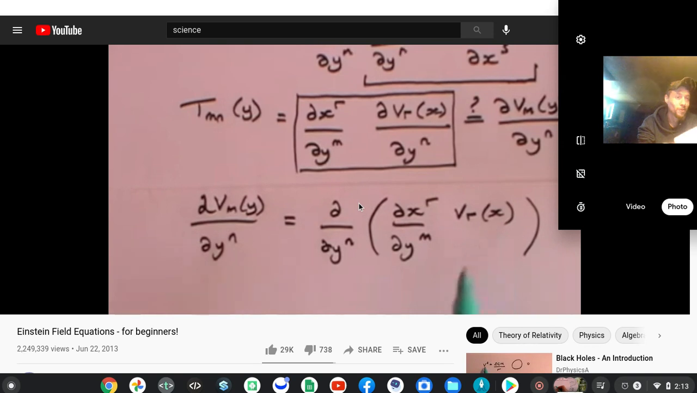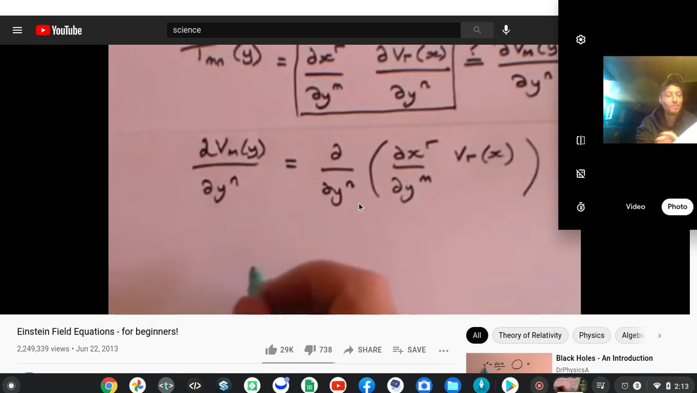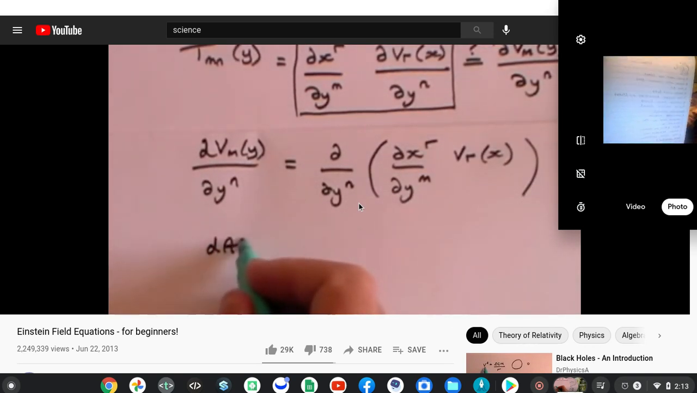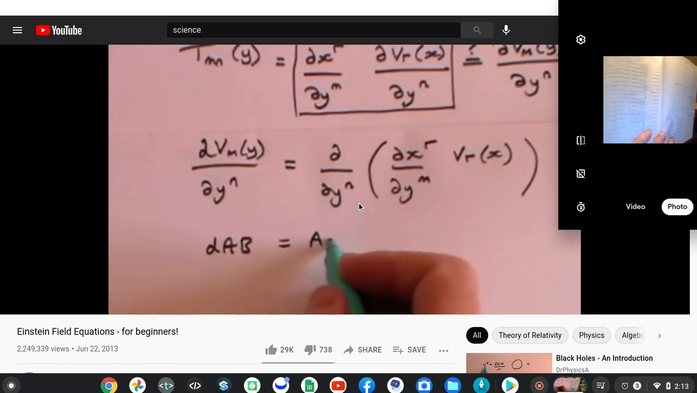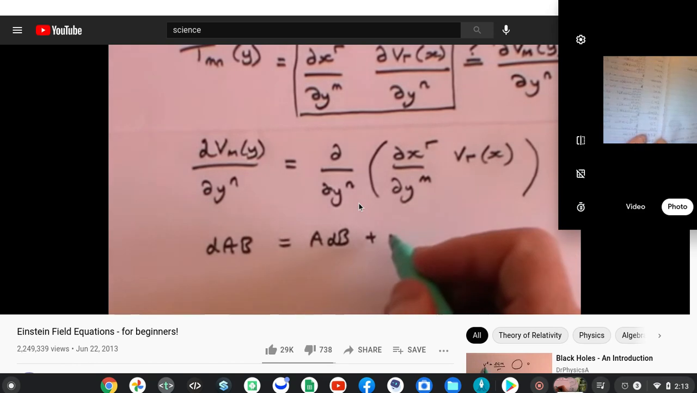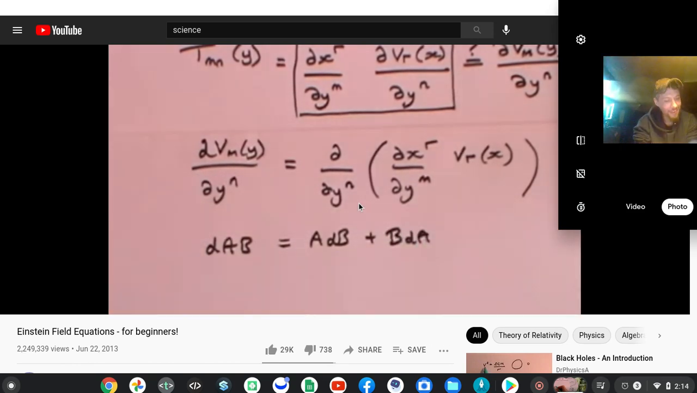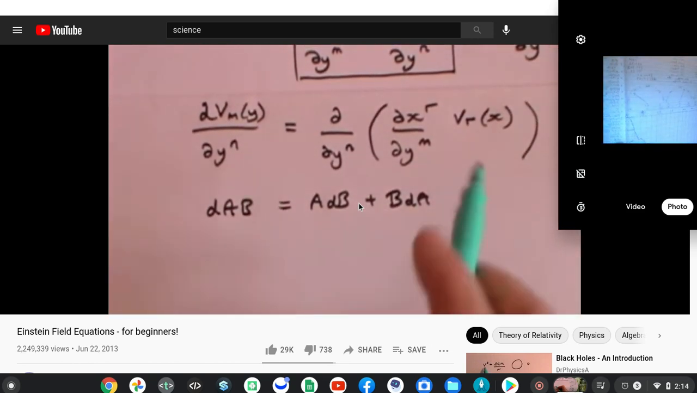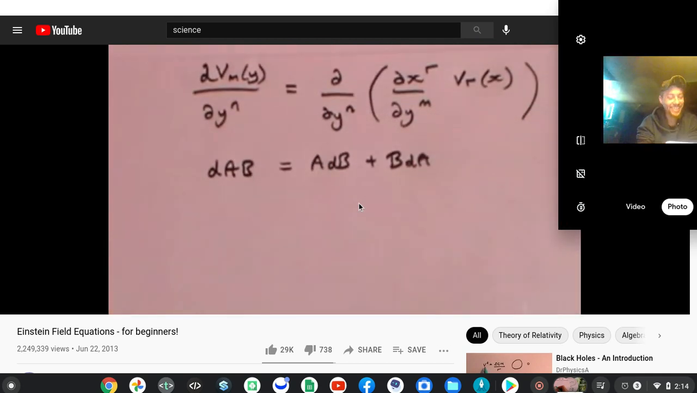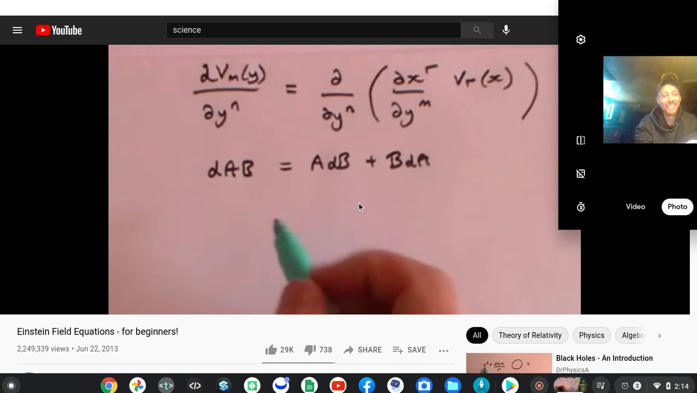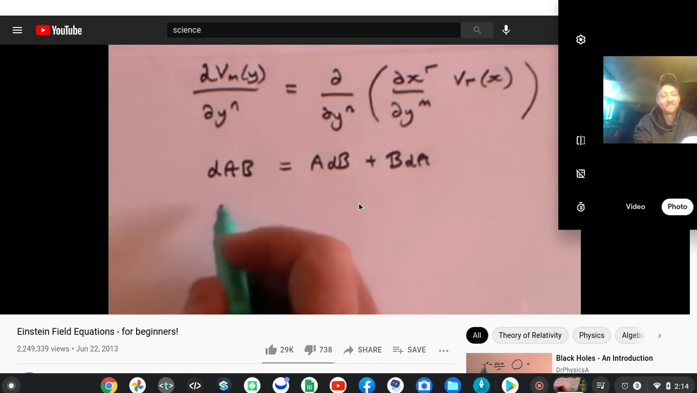This is a tool: differentiation of a product. You should know that if you differentiate a product, let's say A times B, then the differential of a product will be A times dB plus B times dA. So if A is the number of dimensions and B is the other, then the differential of AB will equal A dB plus B dA.